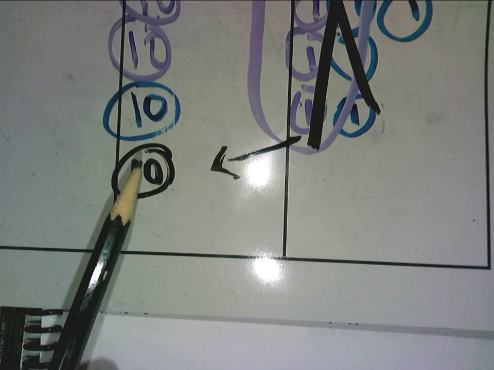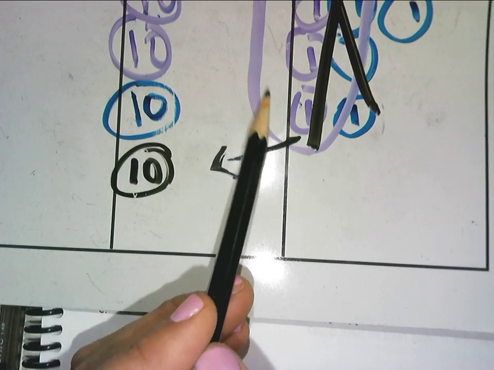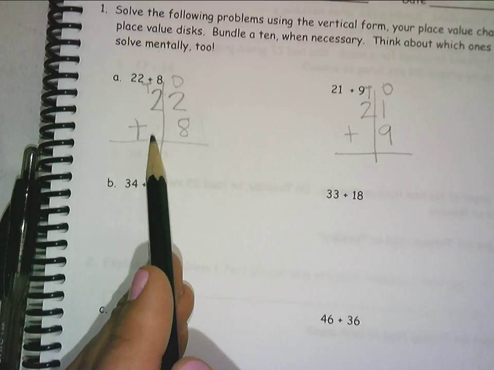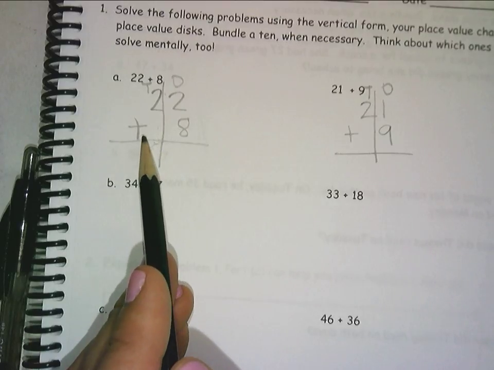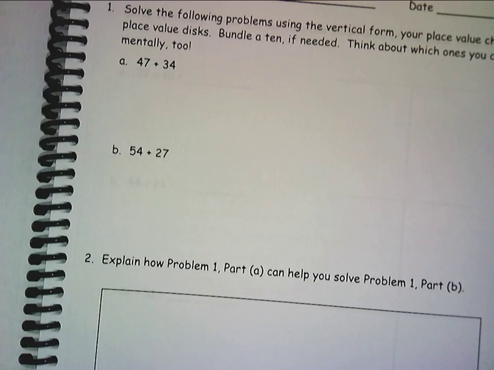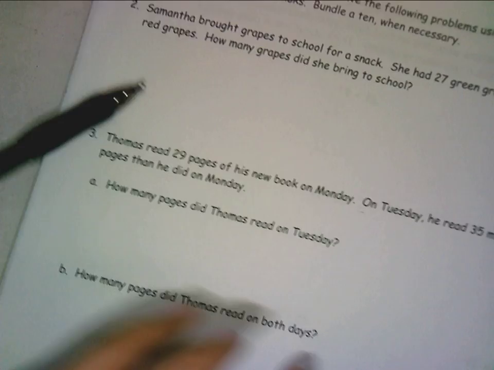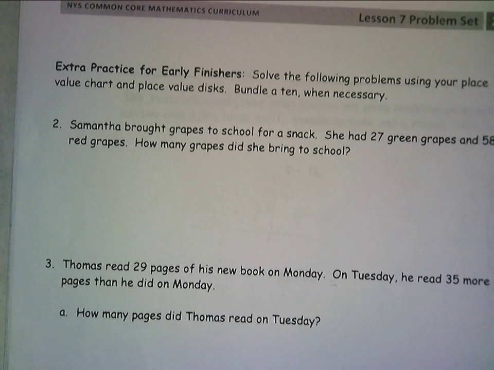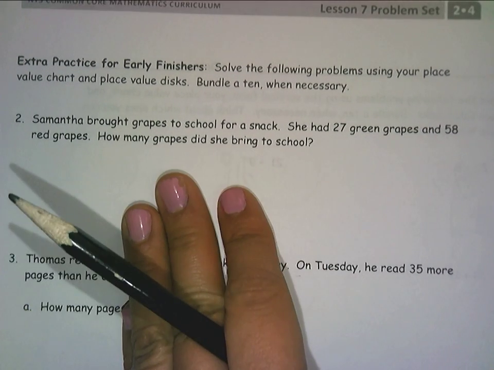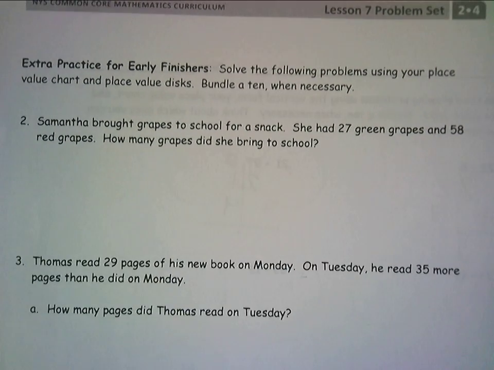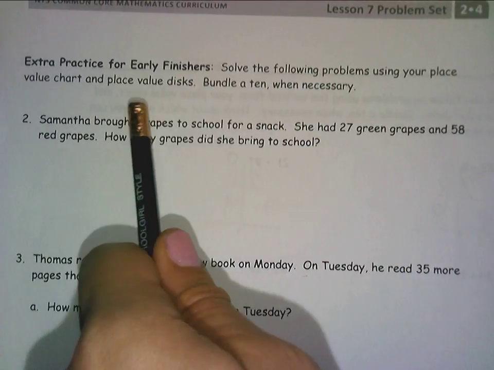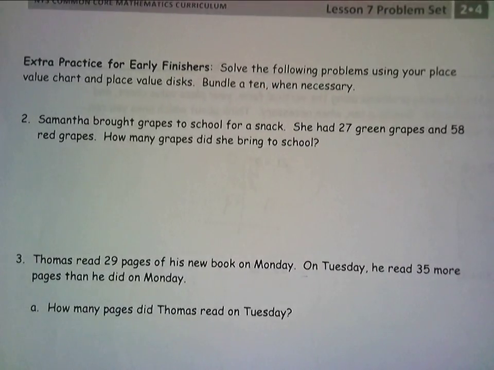If you regroup, remember, bundle it, cross it off, regroup over here, and then don't forget to add it down here in your new groups below. And then you write a 1 and you circle it. Okay, and then on the back, you have some word problems. Okay, so same thing. If it's addition, you're going to show your equation on your work mat. Okay, because it says solve the following problems using your place value chart and place value discs. Okay, get started.